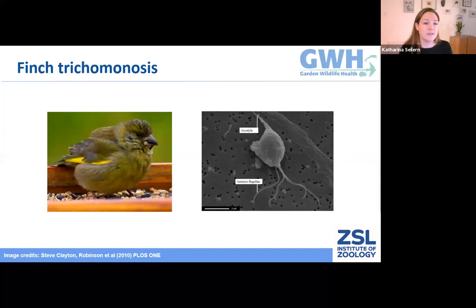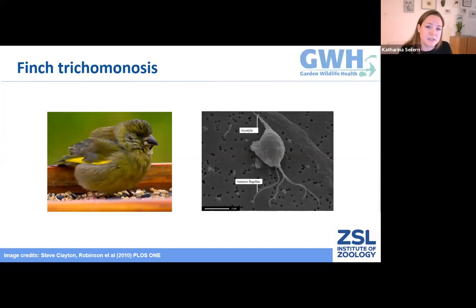So first, the Finch trichomonosis. So Finch trichomonosis, I mentioned it briefly before, is a parasitic disease caused by a protozoal, meaning a microscopically unicellular small parasite called Trichomonas gallinae. The disease predominantly affects greenfinches and to a lesser extent also chaffinches, but it has been reported in most finch species and also many other garden birds to date.